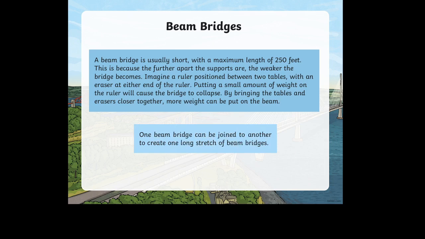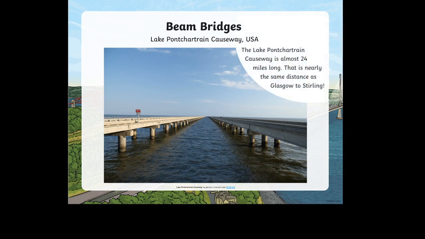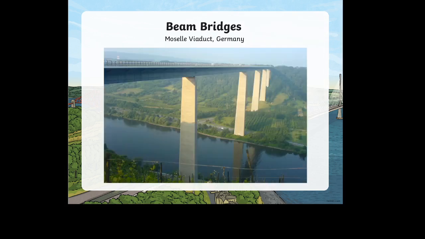One beam bridge can be joined to others to create a stretch of beam bridges, like this one, for example, in Lake Pontchartrain in the USA. It's almost 24 miles long. It's nearly the same distance as Glasgow to Stirling.